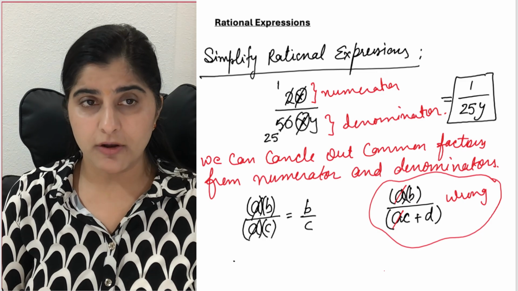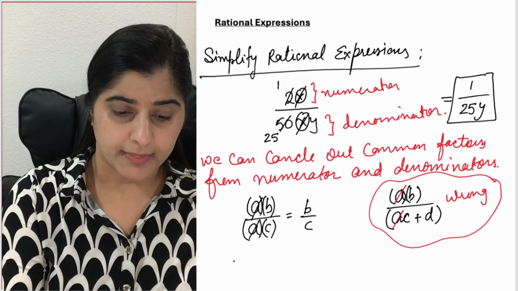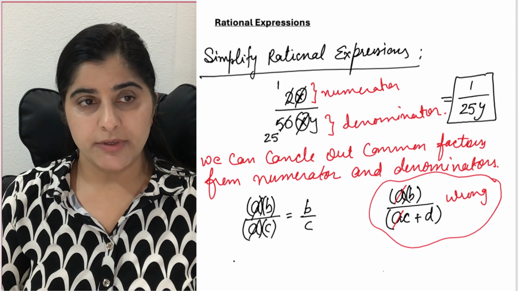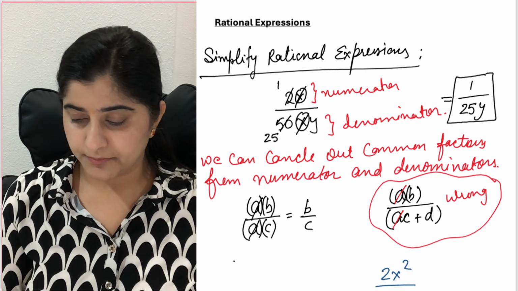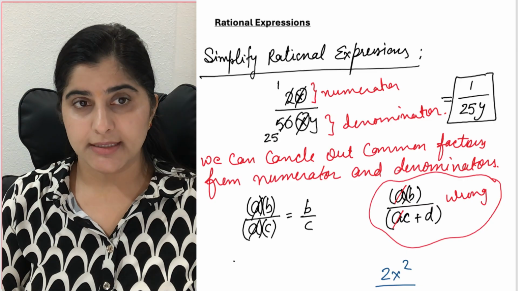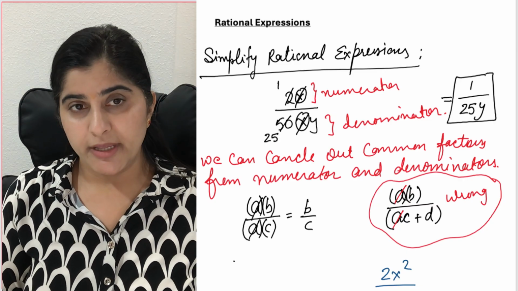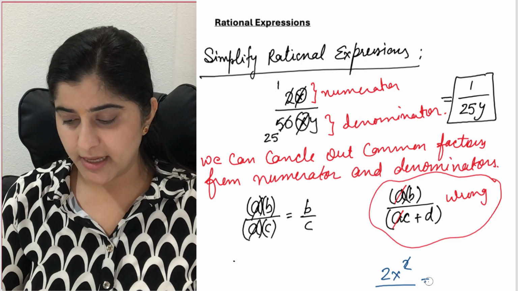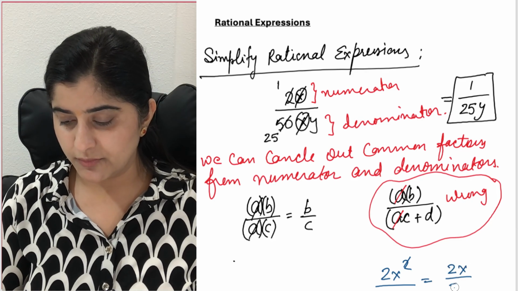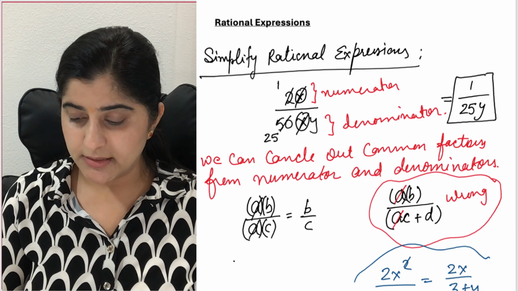For example, a very common mistake is, suppose we are given 2x squared over 3x plus y. We cannot say we can cancel out one copy of x and we are left with 2x over 3 plus y. This is wrong.